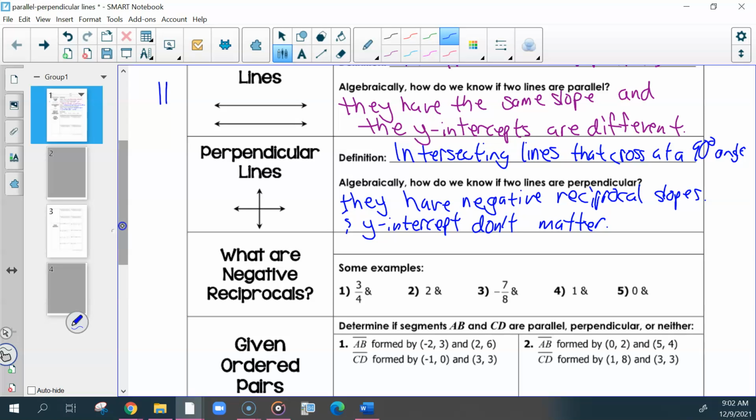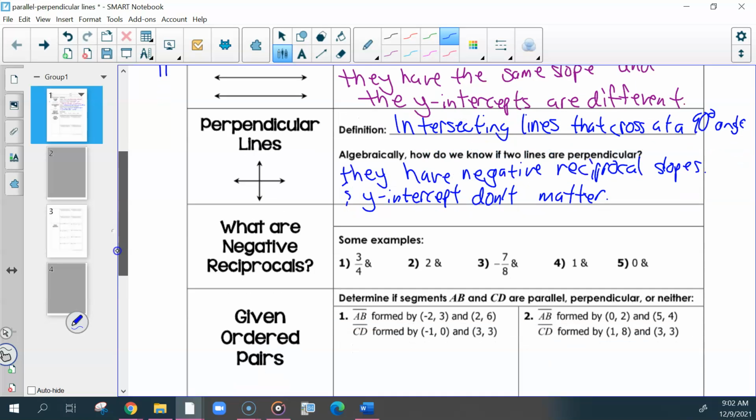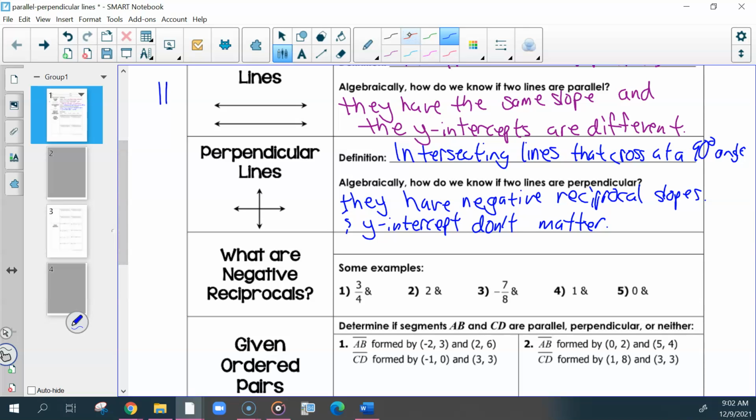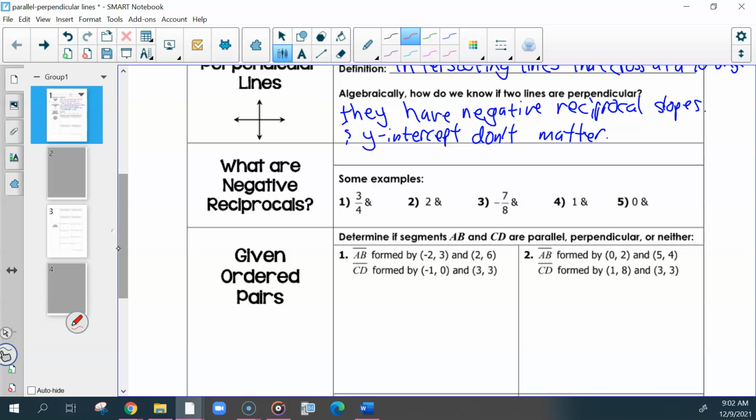This chapter right here is for the definition of negative reciprocals. They are fractions that are flipped and the signs are switched. Y-intercepts don't matter. Wait, how do you actually spell it? For negative reciprocals, they are fractions that are flipped and the signs are switched.